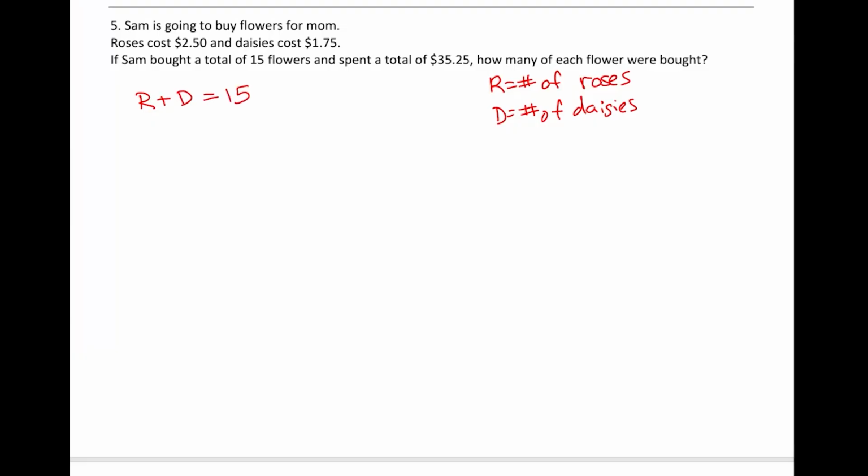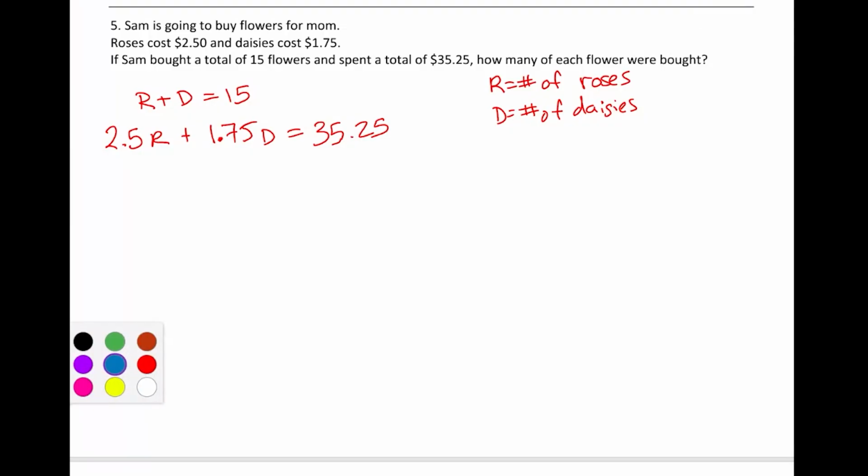And then as far as the cost is concerned, each rose is $2.50. I'll just write 2.5, probably easier to write it like that, plus $1.75 per daisy, equals a total of $35.25. You're definitely probably going to want to use a calculator through this. I'm seeing the numbers with a bunch of decimals and stuff. Just have that calculator ready.